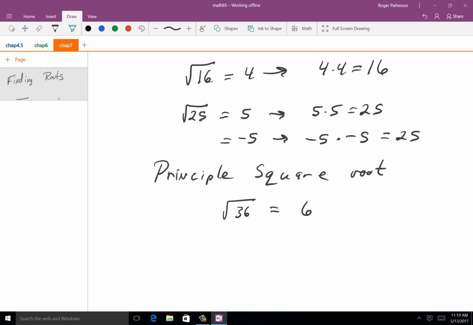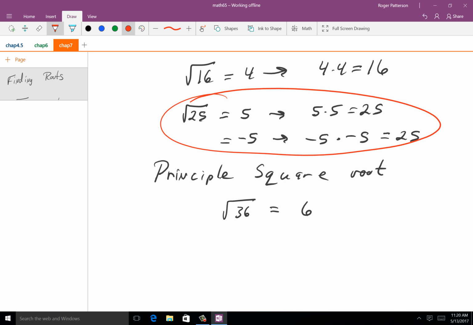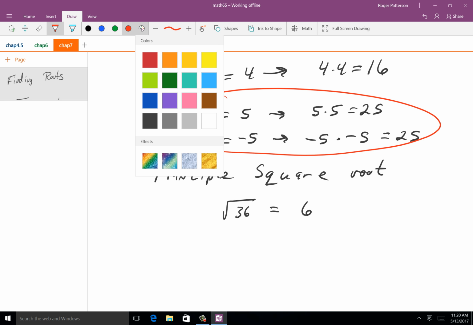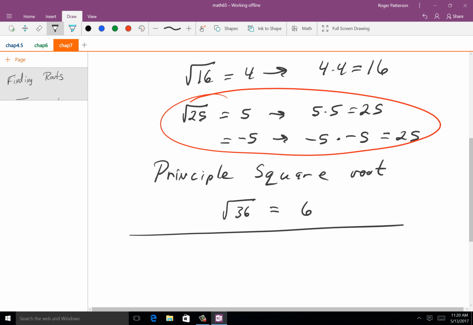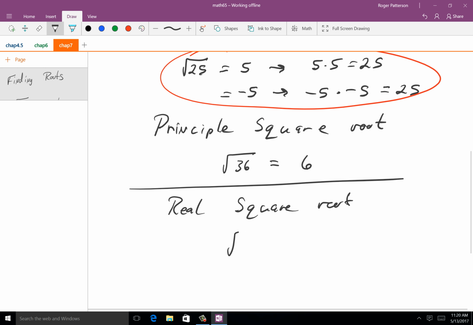However, when we're doing some things in mathematics and we need to solve equations, which is where you're working towards, this idea that it could be a positive or a negative is important. So in the real square root, I guess I'll call it, the real square root of 36 is plus or minus 6 because a negative times a negative is a positive.